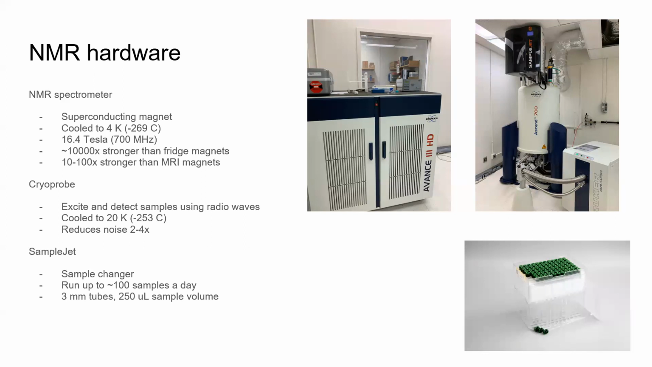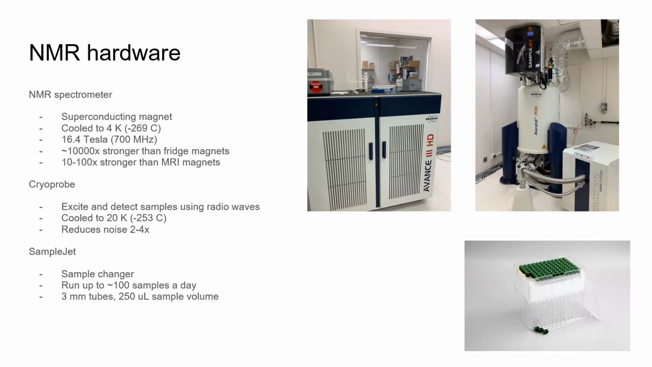We have a cryo probe, which we use to excite and detect samples using radio waves. A cryo probe is different from a room temperature probe in that the electronics are cooled to 20 degrees Kelvin using helium gas. This helps to reduce the noise in our spectra and improve sensitivity, and lets us acquire spectra in much shorter periods of time.